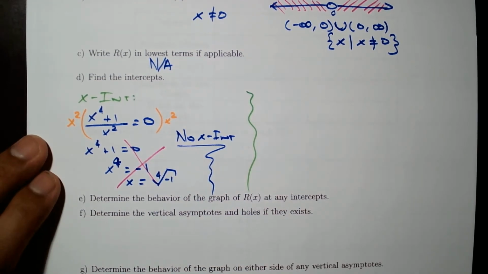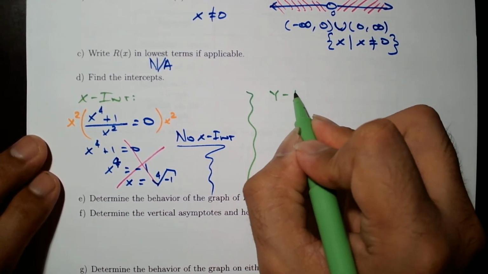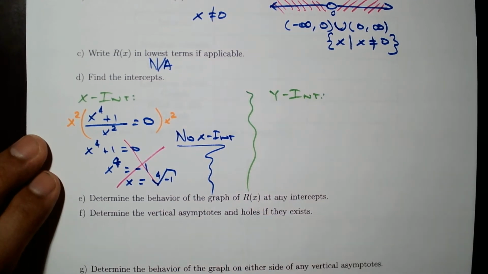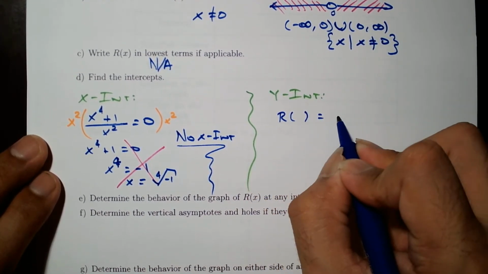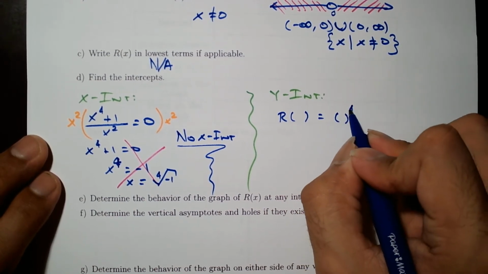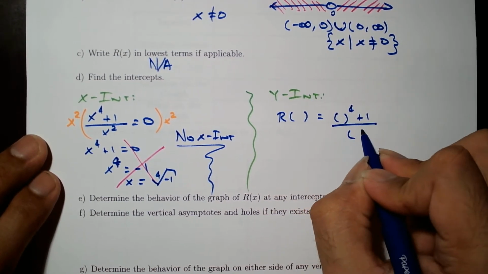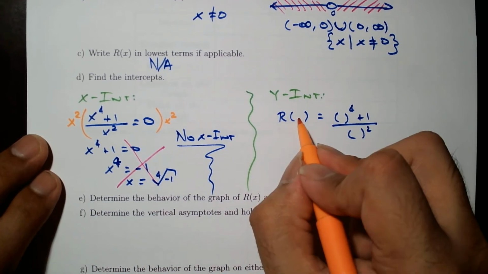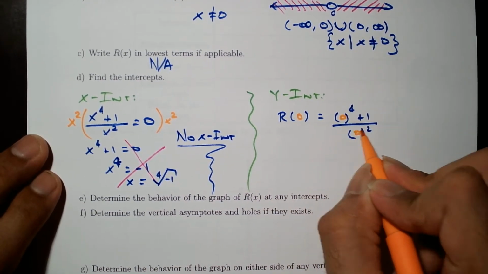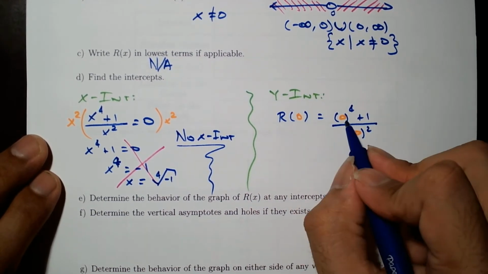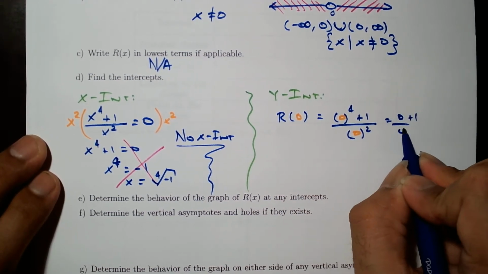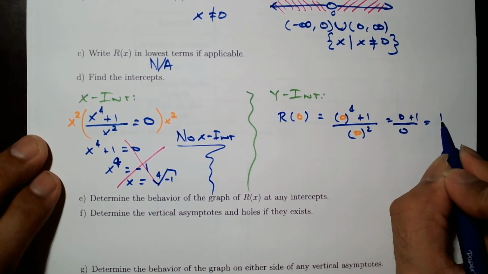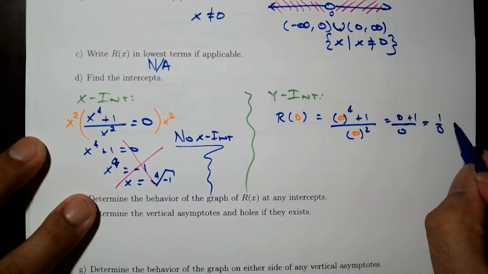Let's look at the y-intercept. For the y-intercept, evaluate the original function at x equals 0. That is, plug in 0 for x, and look what's going to happen. So 0 to the 4th, which is still 0, plus 1 over 0 squared, which is 0. That is 1 over 0, which is undefined.